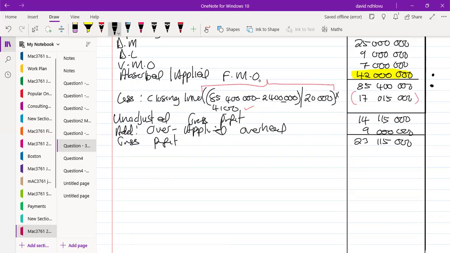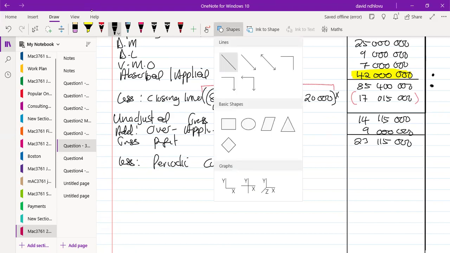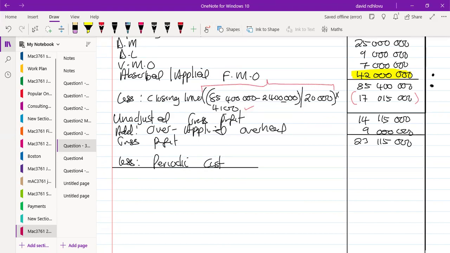If it is under applied, we would have charged ourselves very little. So our gross profit will be overstated. We will need to reduce it. And then you say less periodic costs.